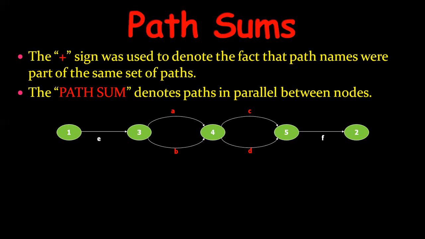So here X and Y, if we are going to take X and Y, which are set of paths that lie between the same pair of nodes, then X plus Y denotes the union of those set of paths.